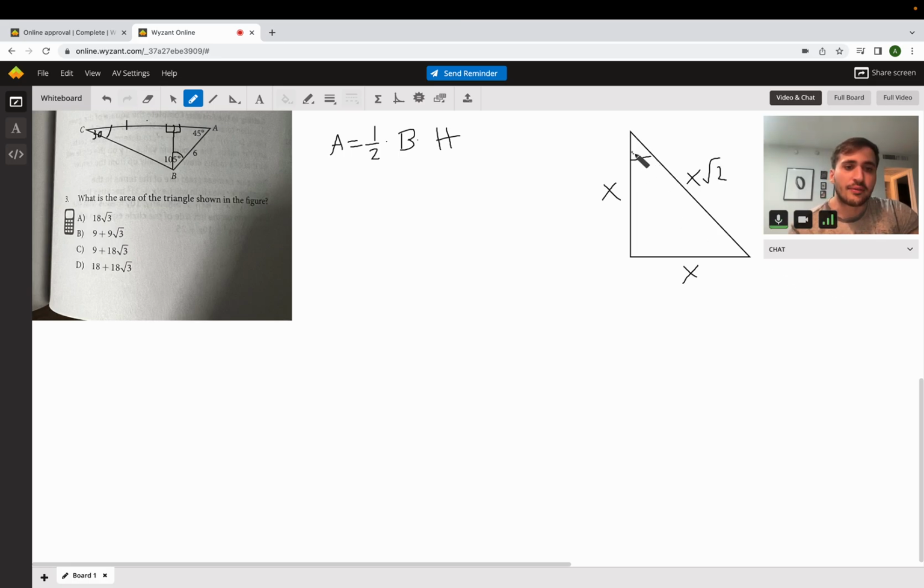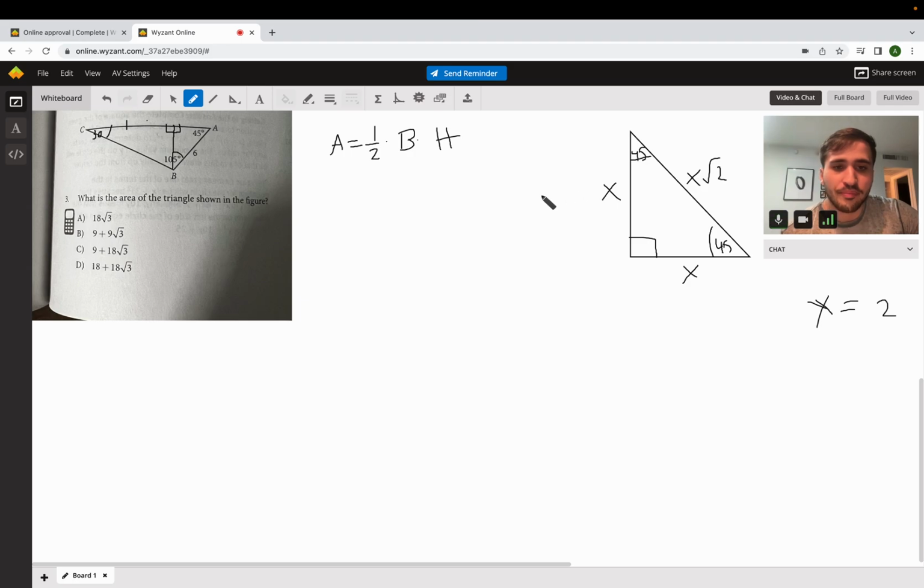This is a 45, 45, 90. So what does this mean? Well, if X is equal to 2, right, then that means that this leg right here, this base, is going to be equal to 2, and this height is going to be equal to 2, and this hypotenuse is going to be equal to 2 times radical 2, right?